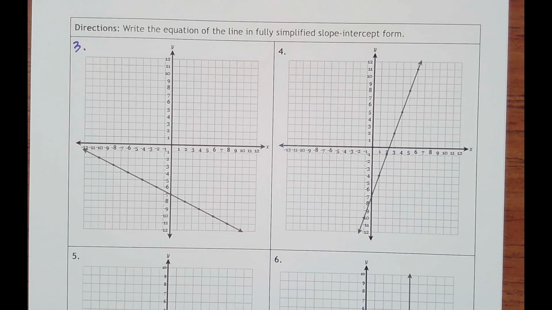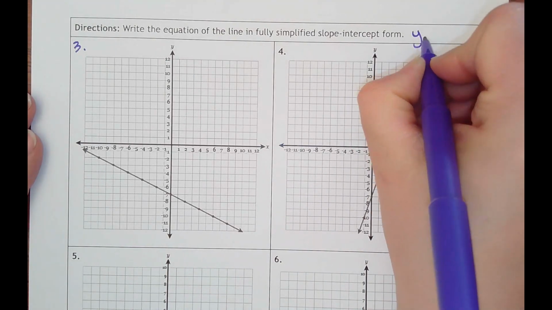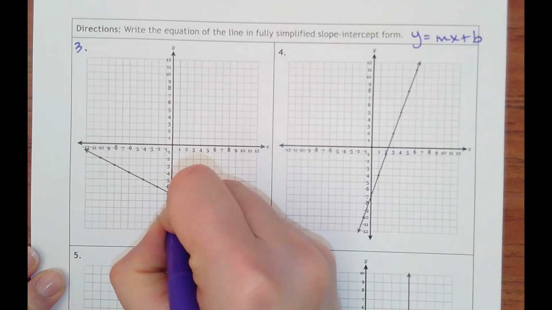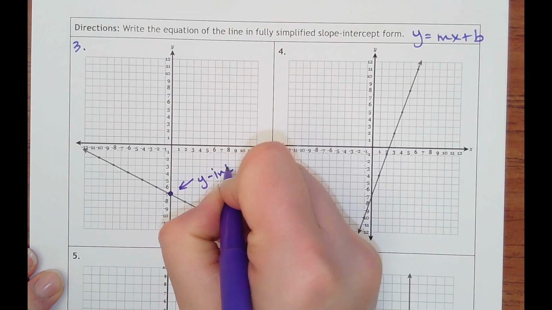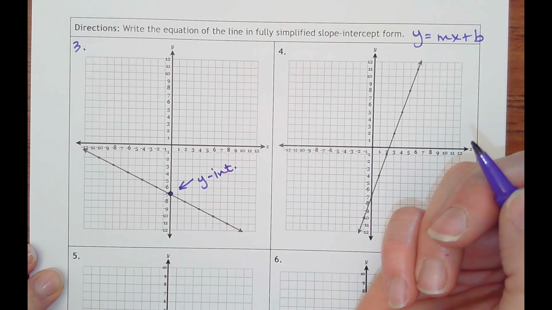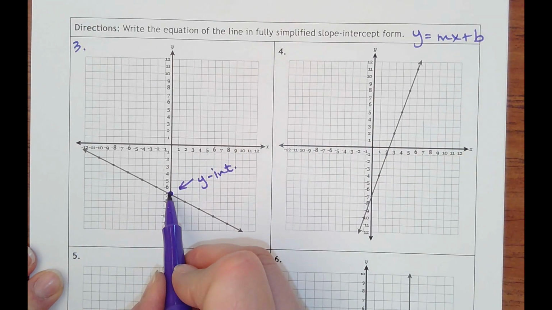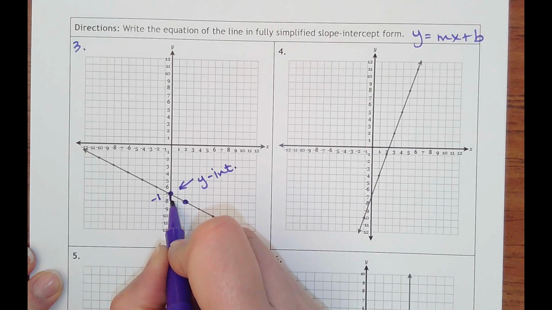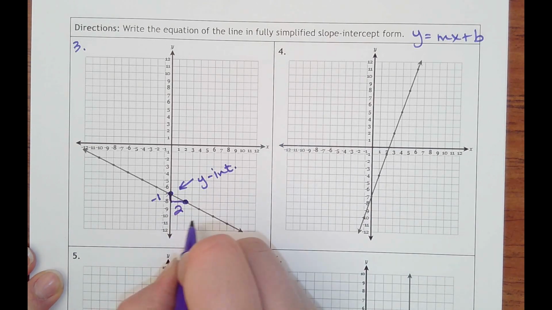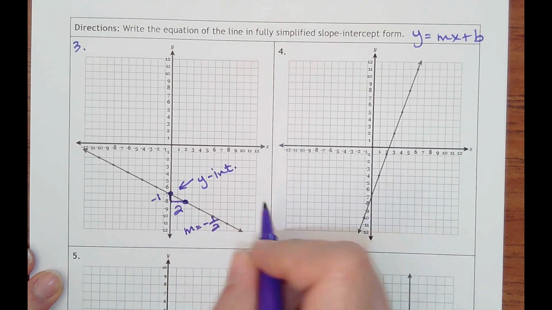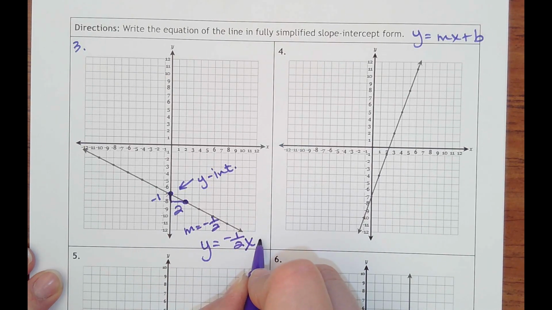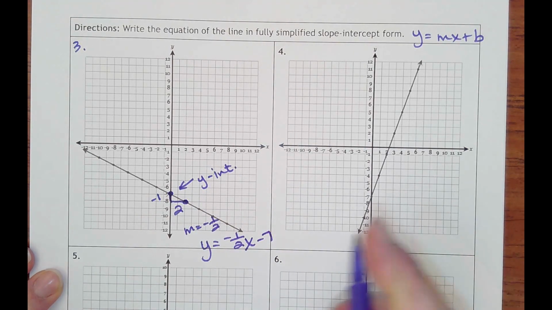And now we're doing the exact opposite. We are writing the equation of the line in fully simplified slope-intercept form. Remember, y equals mx plus b. So looking here, I want to find the y-intercept first. Well, it doesn't matter which you find first, but the y-intercept is easiest for me. Then I start at that point, and I go to the point after it to the right. So that I'm going down 1, right 2. That's my slope. So my slope is -1/2. So the equation of my line would be y equals -1/2 x minus 7, since -7 was my y-intercept.